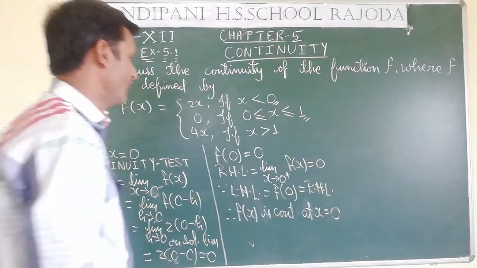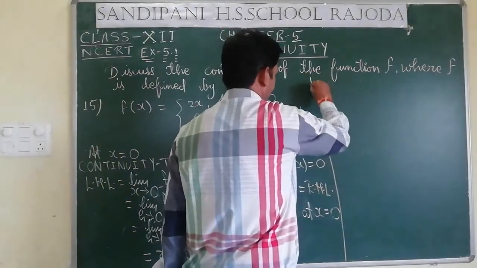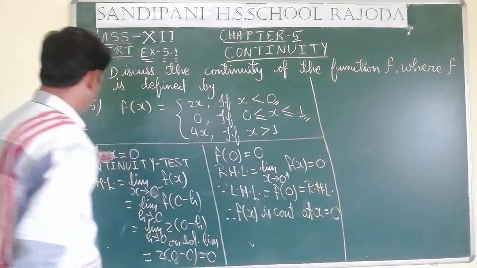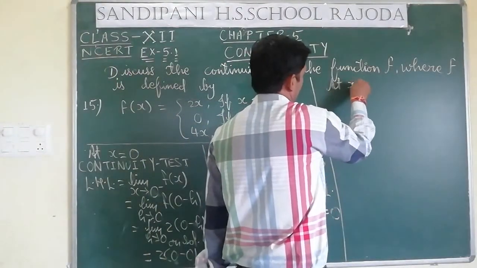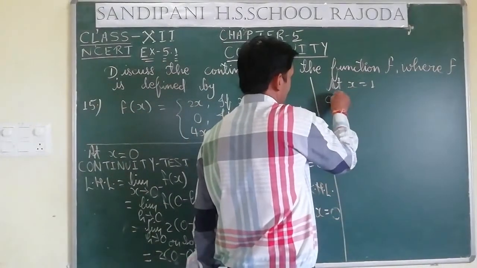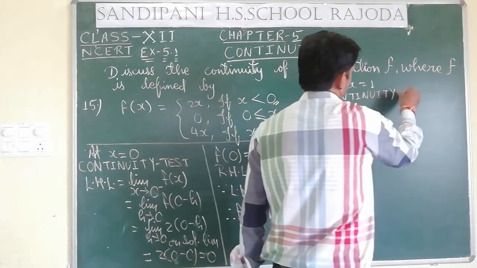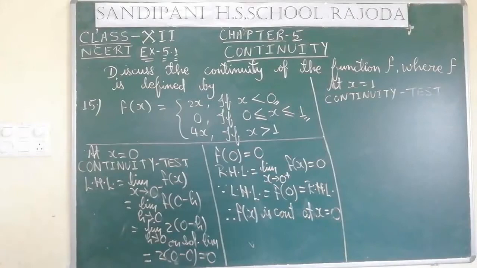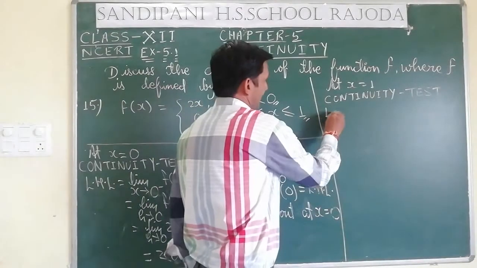Now what we have to do? We have to apply the continuity test at x is equal to 1. See, this is our question part. Remember this. This is our question. Here we are discussing the continuity. Now at x is equal to 1. At x is equal to 1, what will happen? See, continuity test at x is equal to 1. So at x is equal to 1, our continuity test, that is LHL.